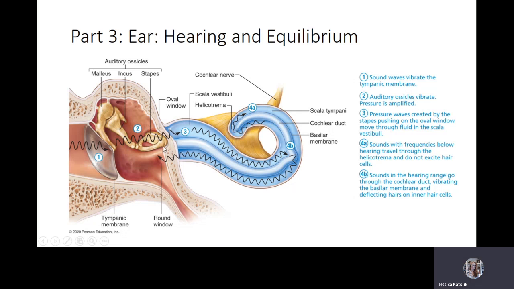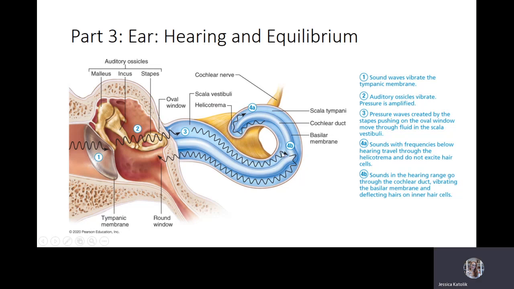What will happen is the stapes will push against the oval window, moving back and forth, and this will generate a pressure wave in the perilymph within the scala vestibuli. The pressure wave will travel through the scala vestibuli, and some will travel the entire length and loop around to go into the scala tympani.